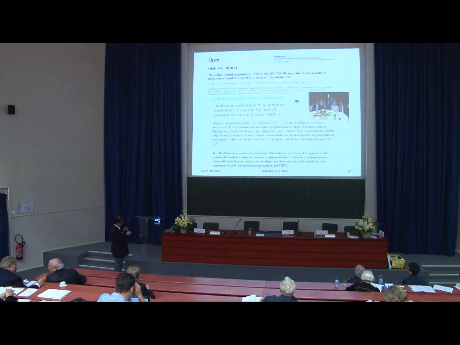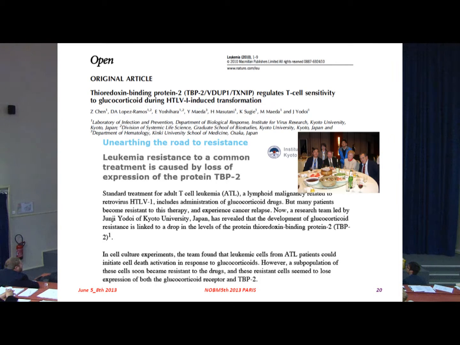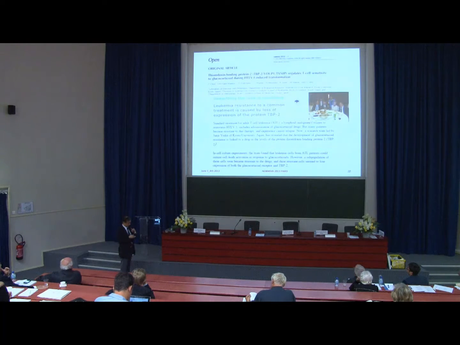One more interesting work: our co-workers have been working on the thioredoxin binding protein degradation in the immune system. Actually, steroid glucocorticoid-related inflammatory changes are involved in the T-cell-related transformation process. And he found the thioredoxin TBP2 regulates T-cell sensitivity to glucocorticosteroid during the transformation process. So the sensitivity to steroid appears to be regulated by the thioredoxin TBP2 system. This may be important not just for leukemogenesis, but for the steroid-related anti-inflammatory process, which is coupled with the thioredoxin TBP2 system.